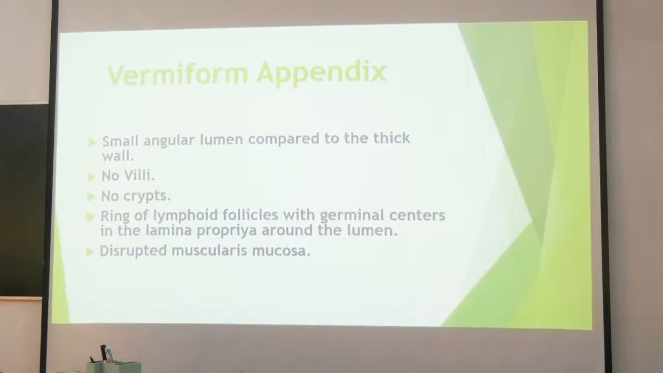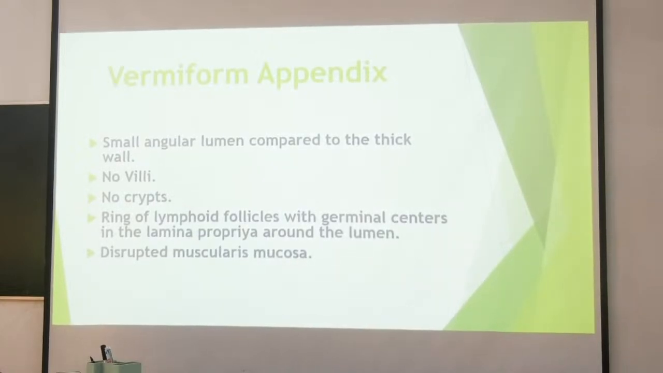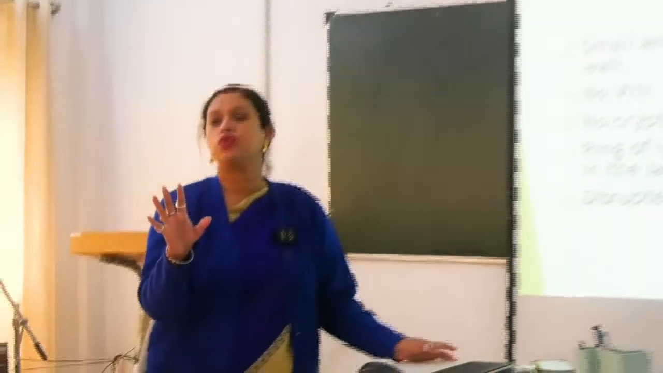Second one is there is no villi. Third one is there is no crypts. Throughout all the histological specimens, you will get three which have a star-shaped lumen: ureter, second one is appendix, third one is vas deferens. These three you will get a small lumen throughout the structure.